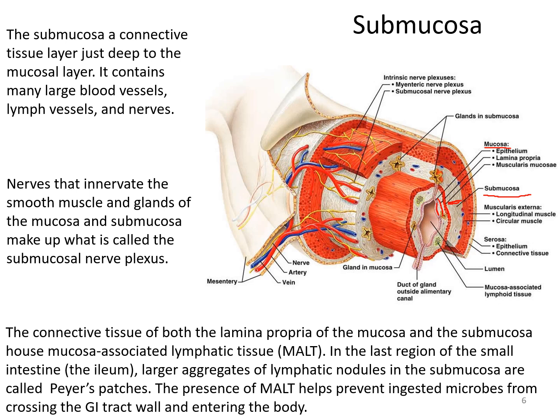Nerves that innervate the smooth muscle and glands of the mucosa and submucosa make up something called the submucosal nerve plexus. Connective tissue in both the lamina propria of the mucosa and the submucosa have that mucosal associated lymphoid tissue there. In the last region of the small intestine, which we'll get to, called the ileum, you've got larger aggregates. That's where you find your Peyer's patches that we've talked about.